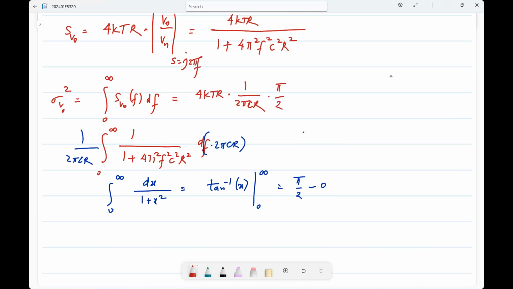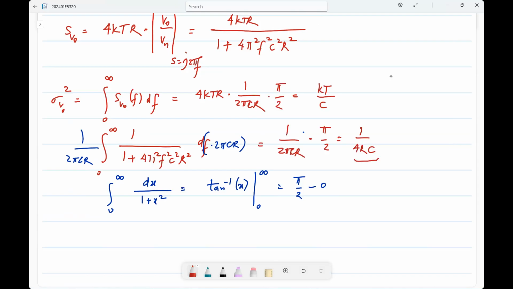By the way, this integral itself is worthwhile remembering. We'll come back to that later. This is 1 by 2 pi CR times pi by 2, which is 1 by 4RC. It has dimensions of frequency. So this, you can see, will just come out to be kT by C.